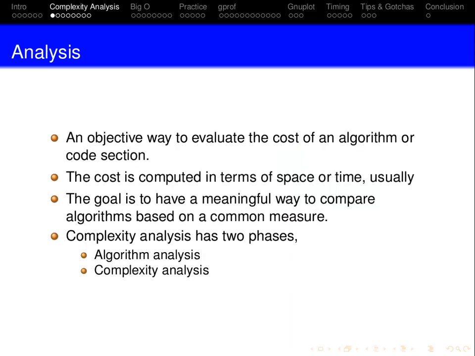Okay. So the first thing we're going to talk about is complexity analysis, which is going to look very, very horrendous, and then we're going to use big O, which is going to make all our lives easier. Got it? Good. So it's an objective way to evaluate programs. It's computed in terms of space or time. Space being memory usage, time being the amount of time it takes to complete. Remember, some programs have limited memory, so it's important to at least account for memory. The goal is to have a meaningful way to compare algorithms. It has 2 phases, algorithm and, of course, complexity analysis.